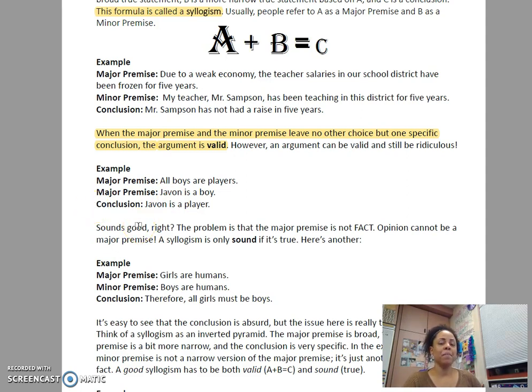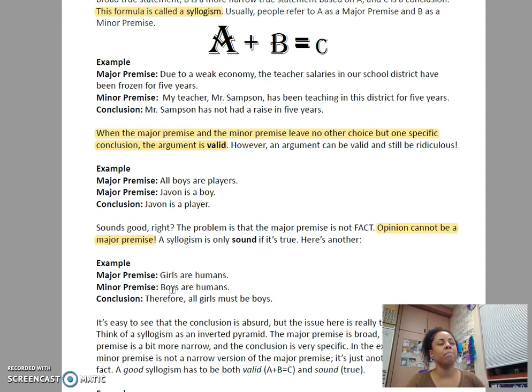Well, to some people this may sound good. However, the problem is that the major premise is not a fact. Okay, some of you may disagree, but it is not a fact. All boys are not players. Opinion cannot be a major premise. I want you to highlight, circle, underline that part, okay?